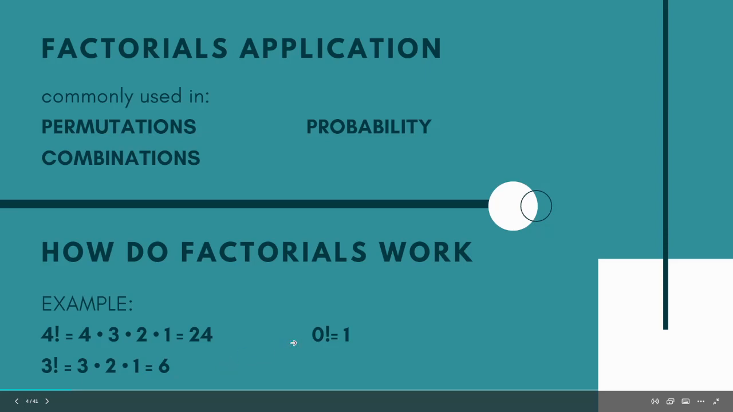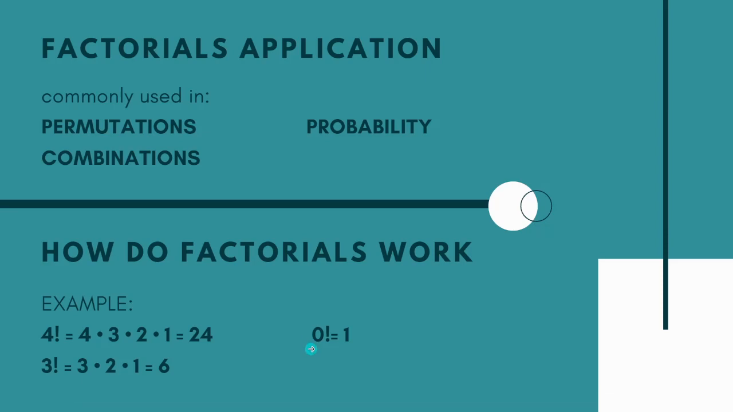However, in the next case, 0 factorial is equal to 1. So, why is 0 factorial equal to 1? Let me explain why. Basically, the concept of factorial is to determine how many ways you can arrange a number of items. So, if we have 0 items, then there is only one way to arrange it. So, that's why 0 factorial is equal to 1.